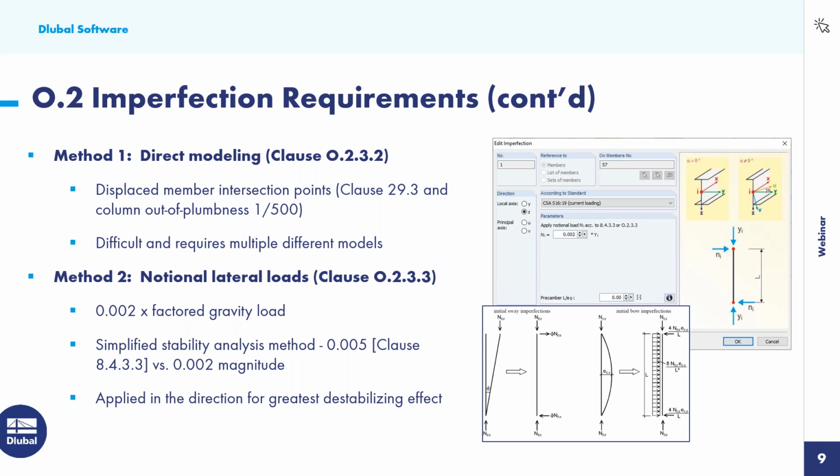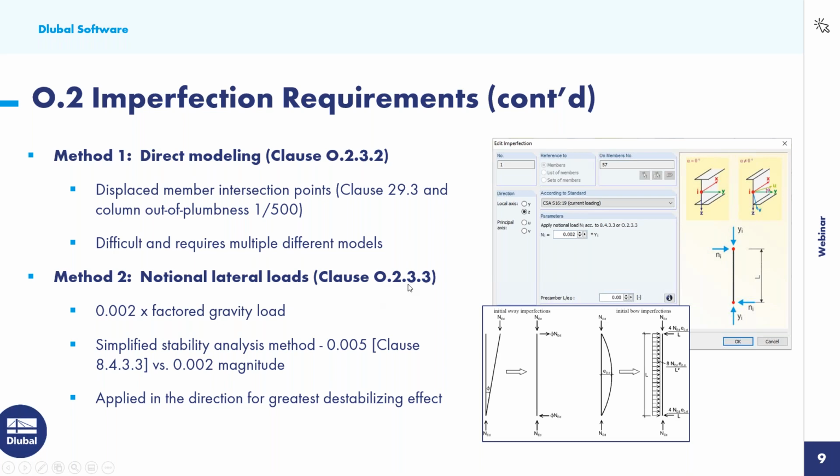But this actually becomes very difficult. The reason why is because we're going to have so many different scenarios here of actually physically displacing these intersection points to consider that worst case scenario. So we're going to have multiple different models. Essentially, we're applying 4 different displacements in 4 different directions at each story level. So each member out of straightness effect needs to be considered with the relevant out of plumbness effect of the column. So this becomes pretty time consuming. So the more practical method might be method number 2 here for notional lateral loads.